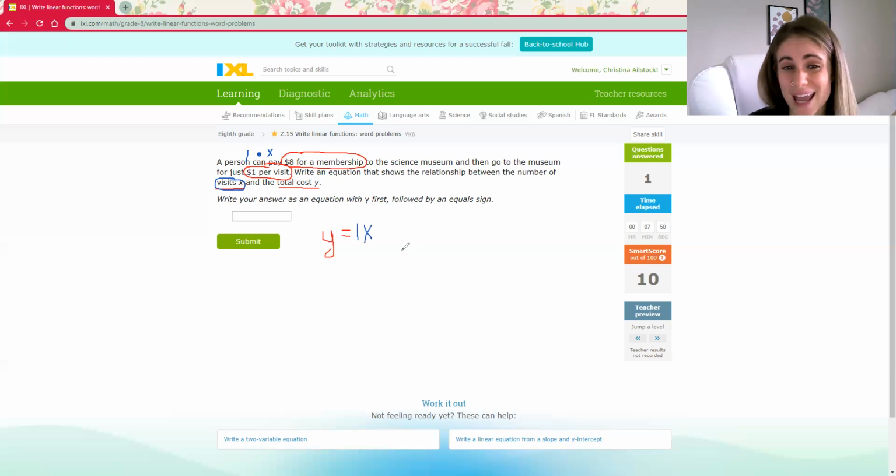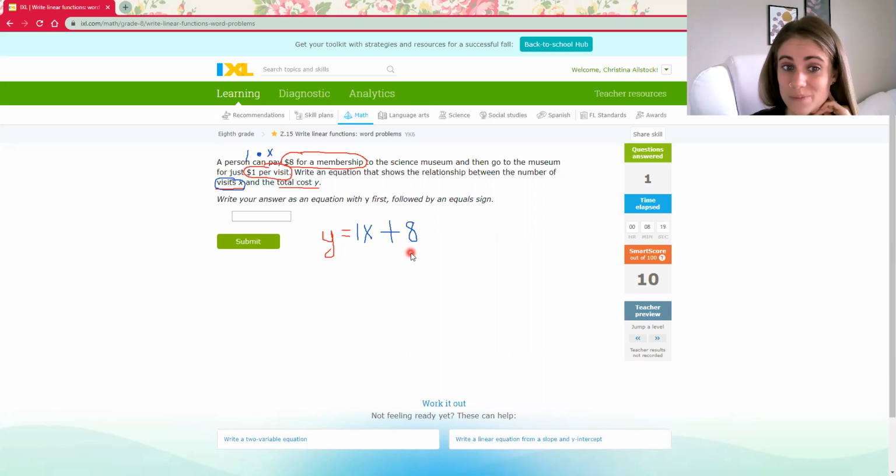And then if you're just paying $8 for a membership, well, when you pay a membership, that's just a one-time fee, which means we can add $8 to the end. All right, let's read this again so that way we can verify that I didn't miss anything and my equation makes sense. Y, which is our total cost, is equal to $1 per X visit plus an $8 membership fee.